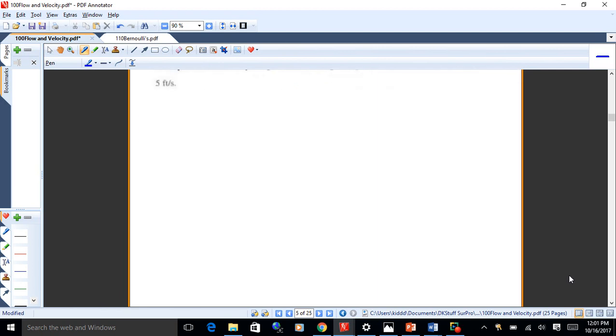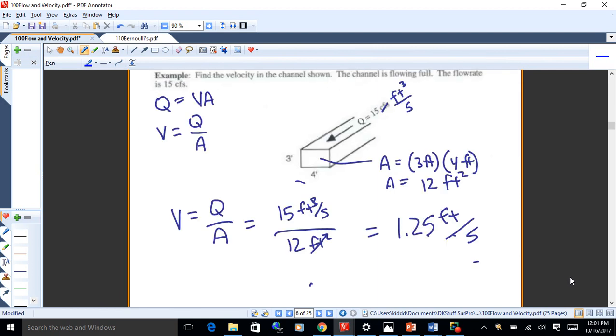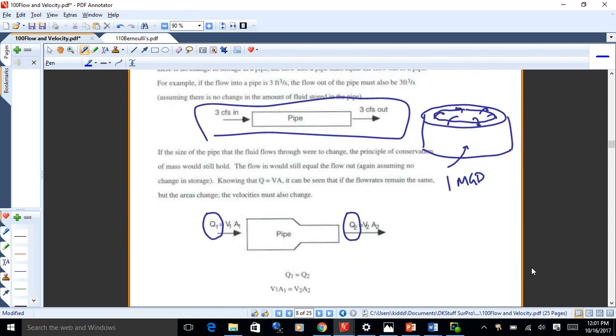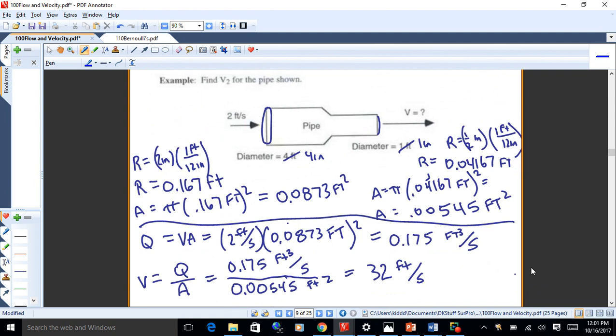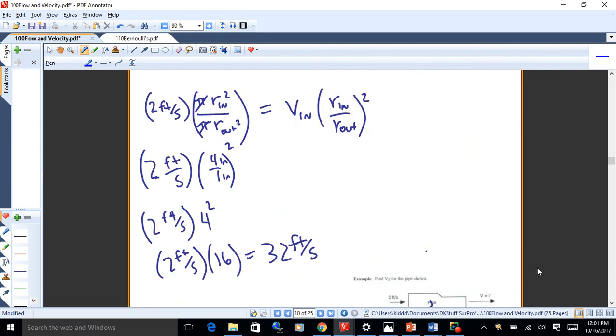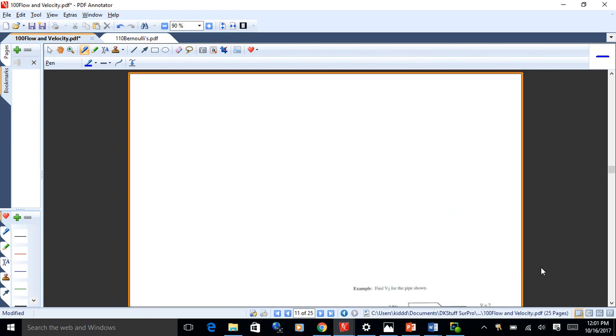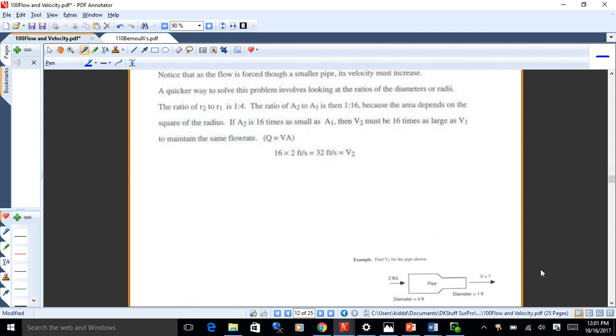And then you can rearrange that algebraically and solve it for velocity if you'd like. You can also do these types of problems where you realize that the flow in is the flow out of a closed system like that. And then you can use that to figure out velocities exiting a pipe system, stuff like that, okay? So we're good with that.